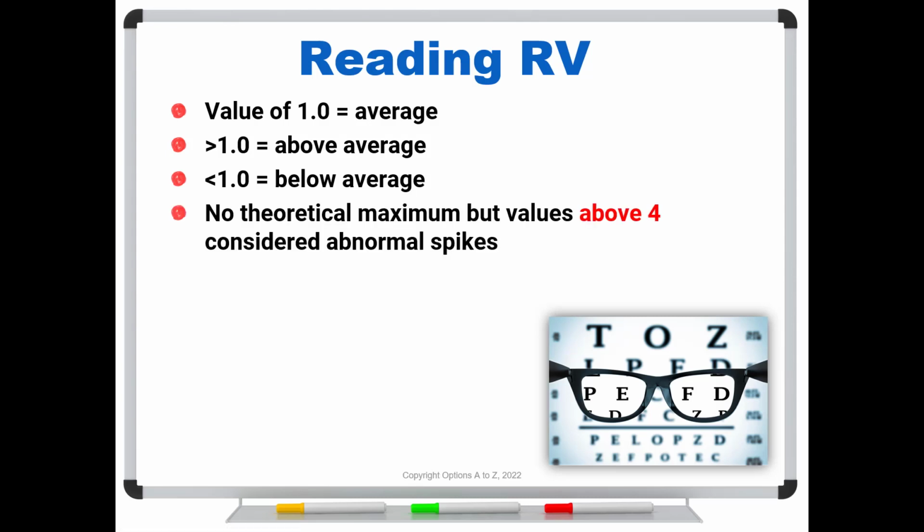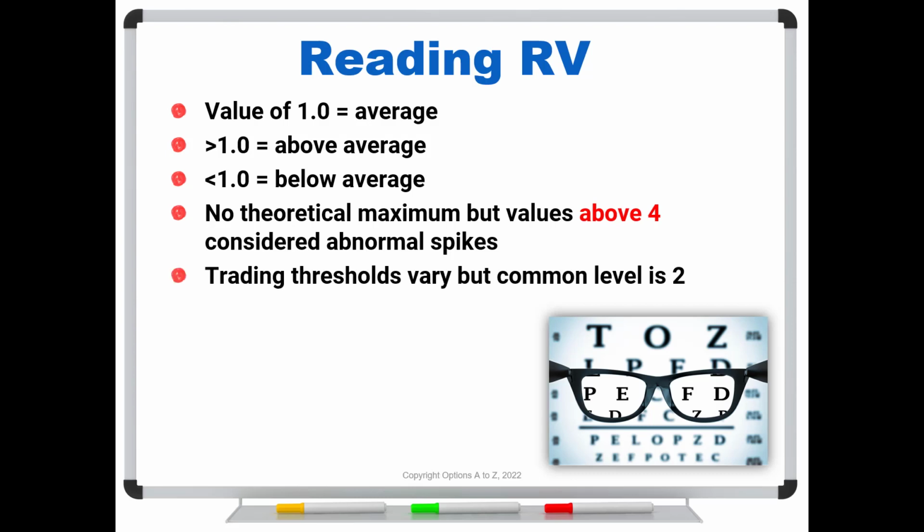Now, there is no theoretical maximum, but values above 4 are considered to be abnormal spikes. So if you get something like 1.1 or 1.2, is that necessarily going to cause you to take action? Probably not. But if it's above 4, that would definitely be something that would really be an outlier. That would be an abnormal type of spike.